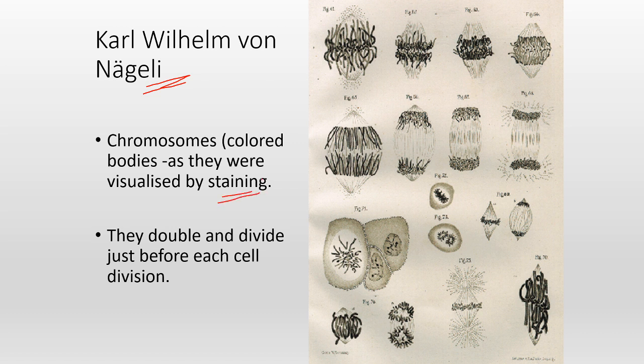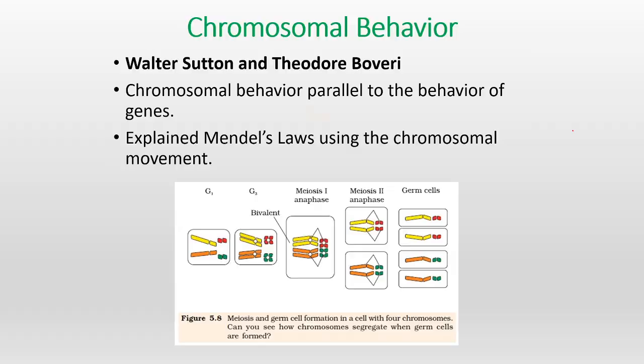And he studied all of these during the cell division, and he found that these colored bodies are going to double and they divide just before each of the cell division. So now there is going to be a cell division, there is going to be karyokinesis, or the division of the chromosome, or the DNA content, or the genetic content here. And you can see here, these are some of the microscopic images of this particular process of the cell division.